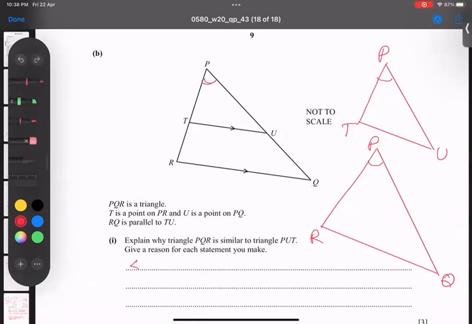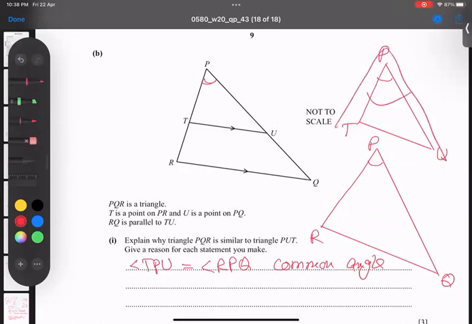How to pronounce, use three letters, TPU. So angle TPU is equals to angle RPQ. And what's the reason? Just say same angle or common angle. I repeat. So TPU, wait a minute. Yeah, TPU, this angle is actually equal to RPQ.